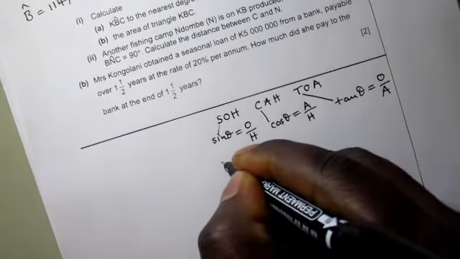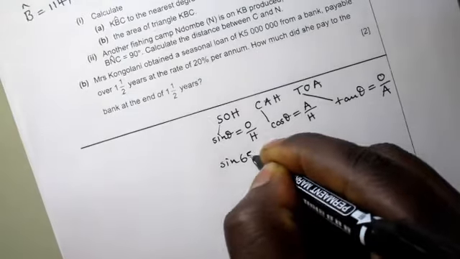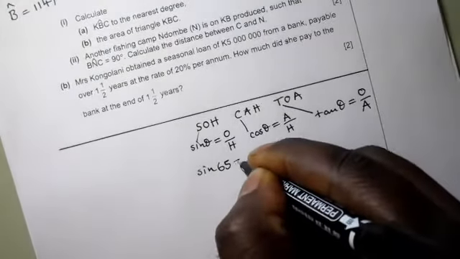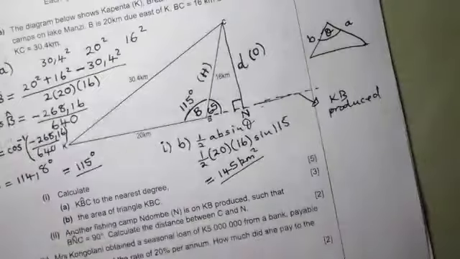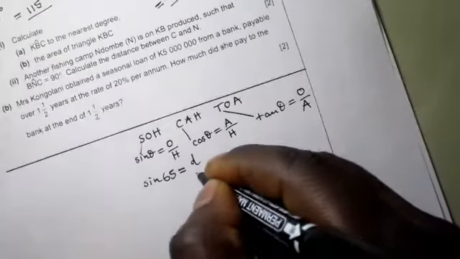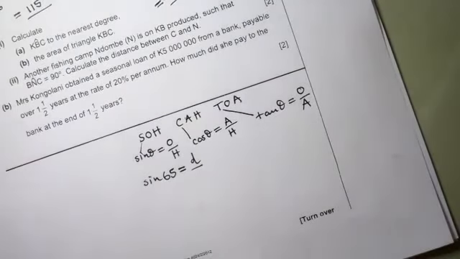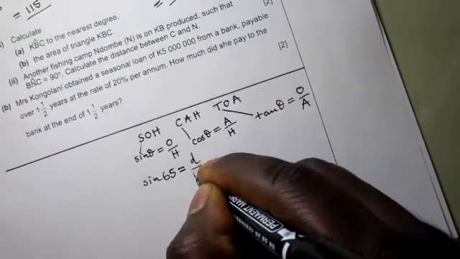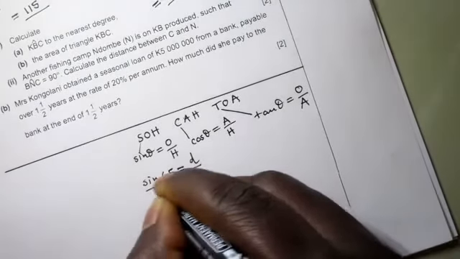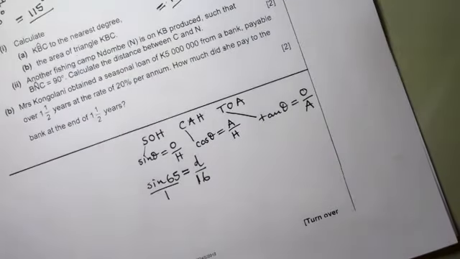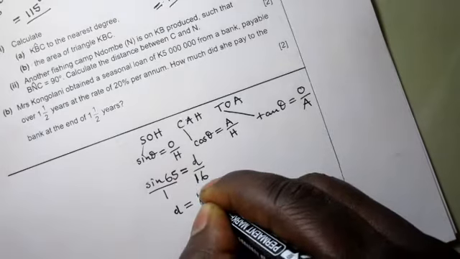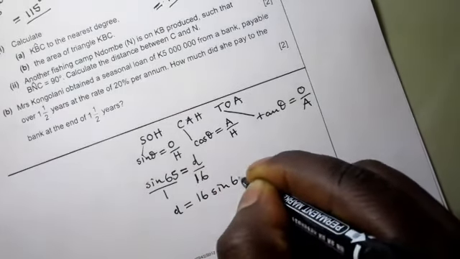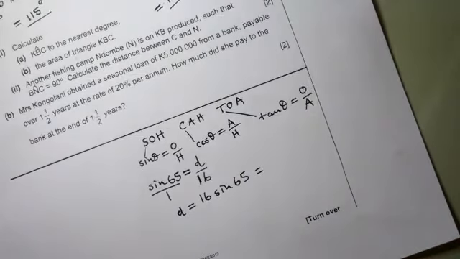So on theta, I'm going to put 65. You get sine 65, right, is equal to opposite. Opposite is D. D is the opposite on the diagram, right? Then you divide it by hypotenuse. Hypotenuse is 16. So I'm going to divide this by 16. After that, you do the process of cross multiplication. 1 times D, you get D. 16 times sine 65, you get 16 sine 65 like this. I hope you are following, class.